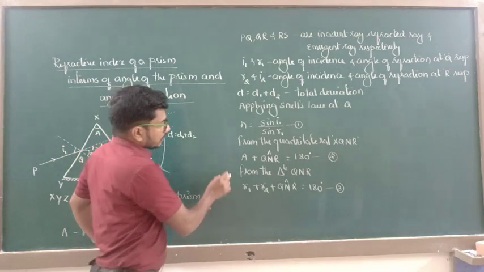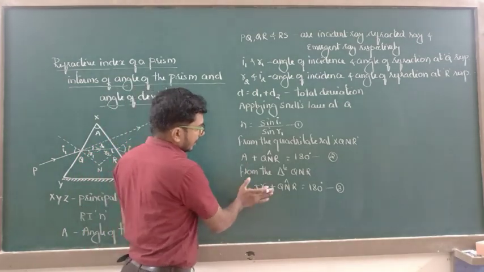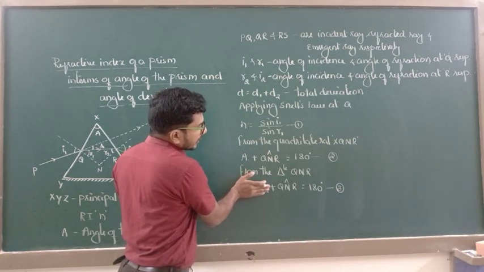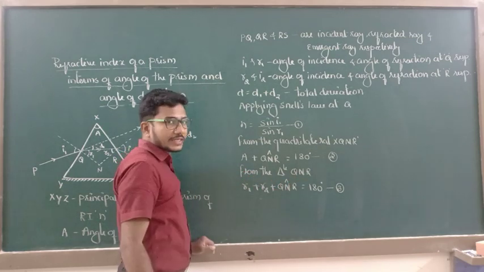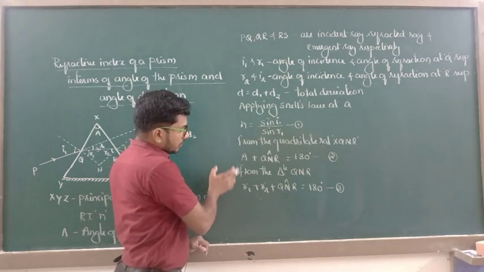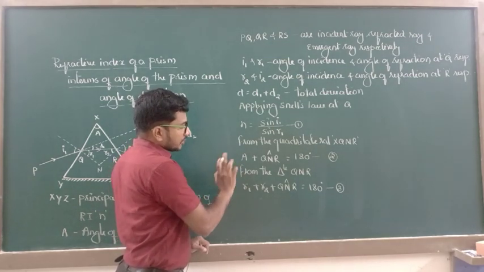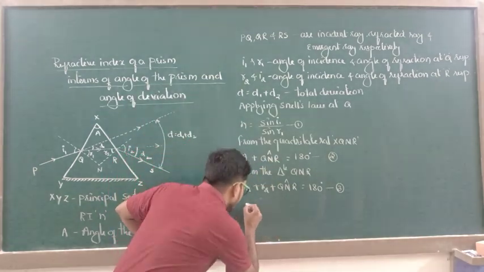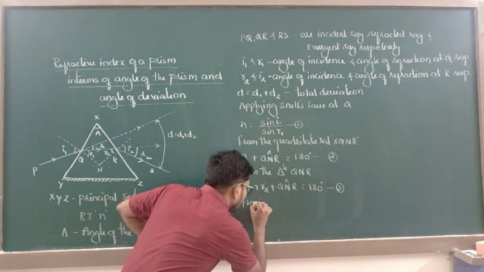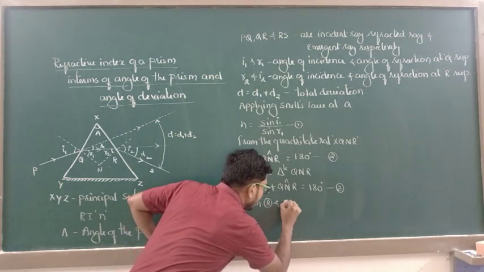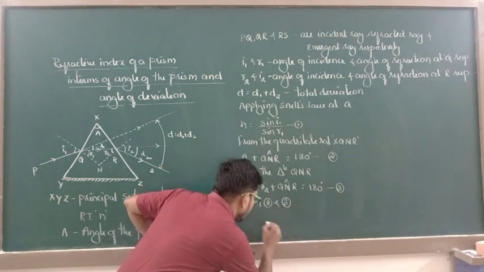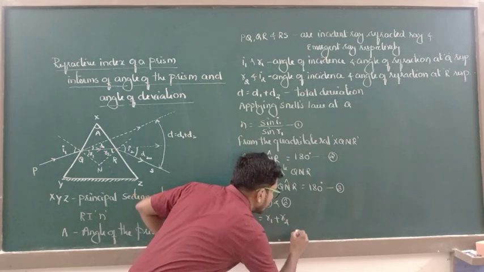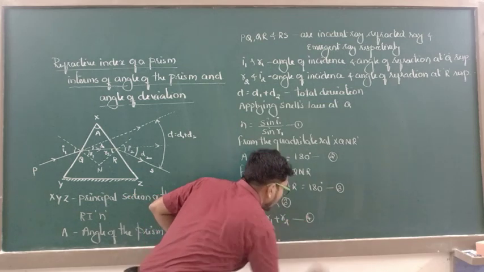Now observe equations number 2 and 3. A plus QNR is equal to 180 degrees, and R1 plus R2 plus QNR is equal to 180 degrees. From these two equations we can write R1 plus R2 is equal to A, equation number 4.